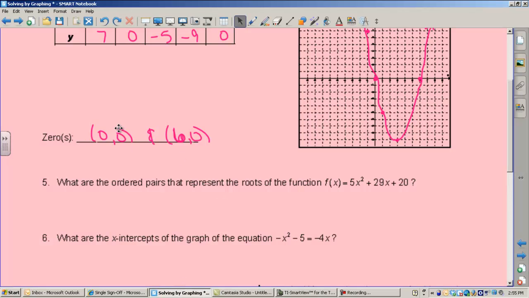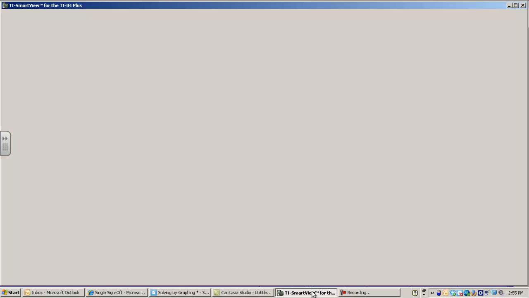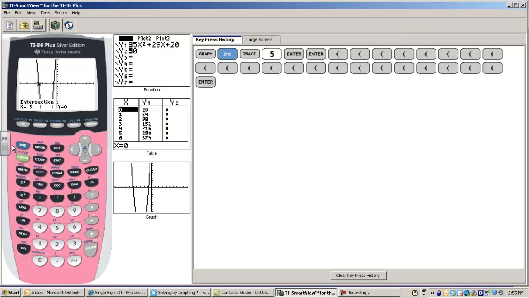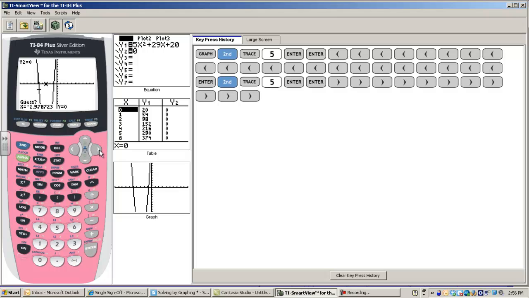So over here, the ordered pairs where it represents the roots, one of them is -5, 0. To get the other one, we're going to repeat that same process. We're going to go second, trace. We want to find the intersection, but this time we want the one on the right. So we're going to hit enter twice, 1, 2. And then our guess this time, we have to arrow over until our little cursor is close to the one on the right.